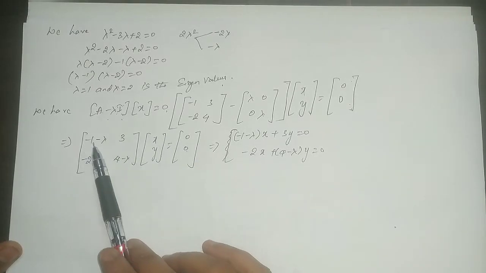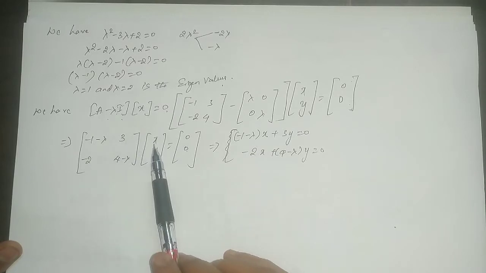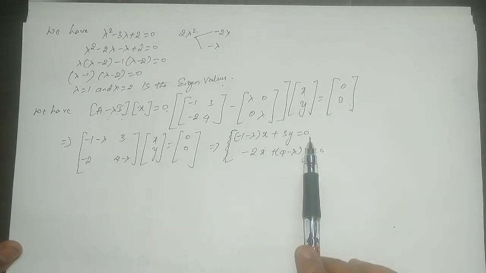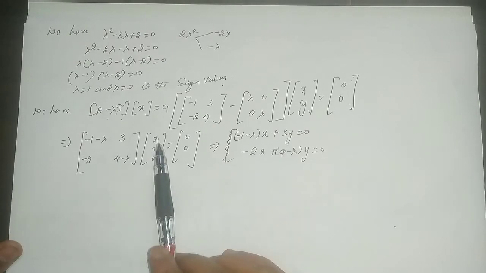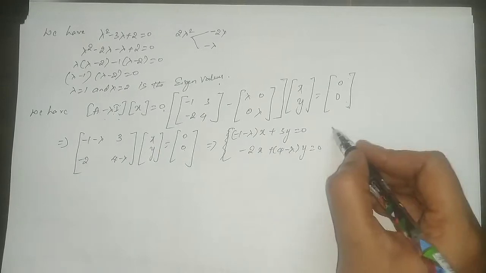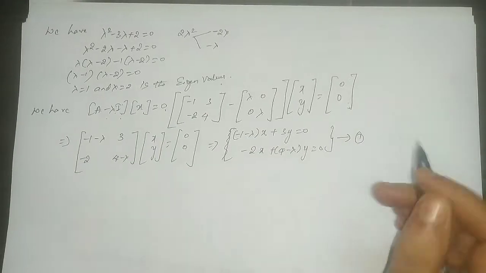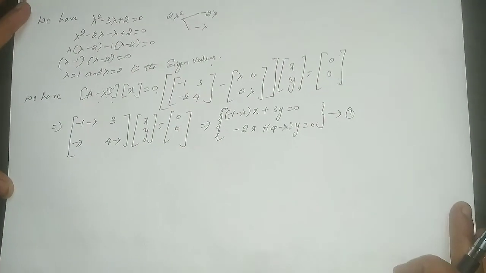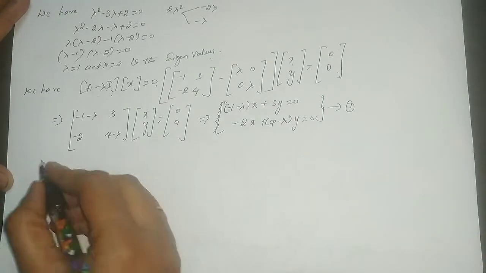Multiply the terms. Minus 1 minus lambda into x plus 3 into y is equal to 0. Minus 2 into x plus 4 minus lambda into y is equal to 0. So take this as equation 1. This equation will be used to find the eigenvectors.